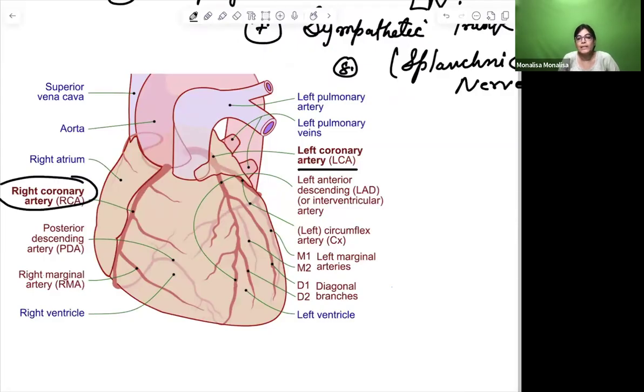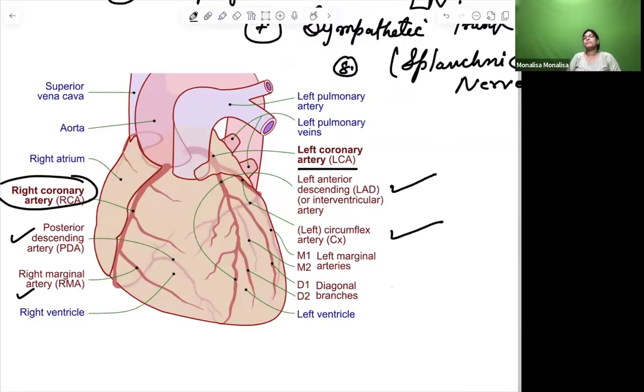Now, what is asked in examination is the branches. So right coronary artery, important branches are right marginal, posterior descending artery, which is also called posterior interventricular artery. It gives branches to SA node and AV node. If I talk about left coronary artery, the most important branches are left anterior descending, left circumflex, left marginal and diagonal arteries. The origin of coronary arteries is very important.